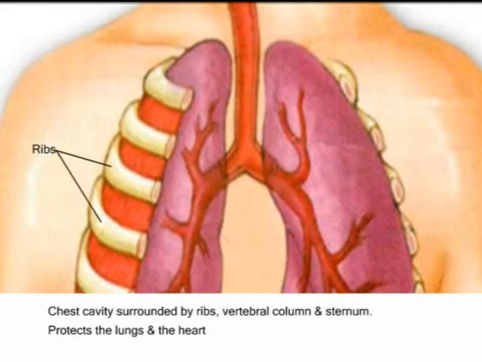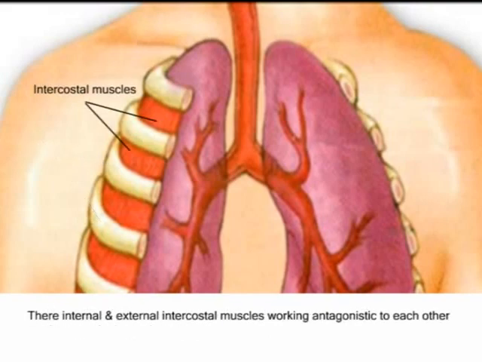Ribs. The thoracic cavity is surrounded by ribs, sternum, and the vertebrae. The ribs project from the vertebral column dorsally and ventrally with the sternum. The lower ribs are, however, not attached to the sternum. The ribs protect the lungs and the heart. Intercostal muscles. Intercostal muscles are found between the ribs. There are internal and external intercostal muscles and they work antagonistically to each other. That is, when one relaxes, the other contracts.